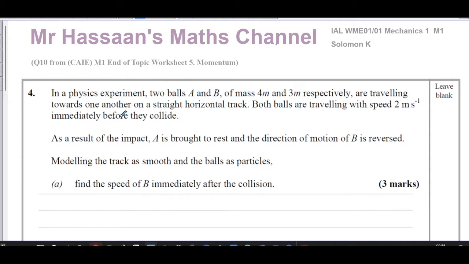So this is a question from a different board, but it's relevant to what we do in Cambridge. The only difference will be at the end with the value of g, which we'll have to use for something, which we'll talk about then.